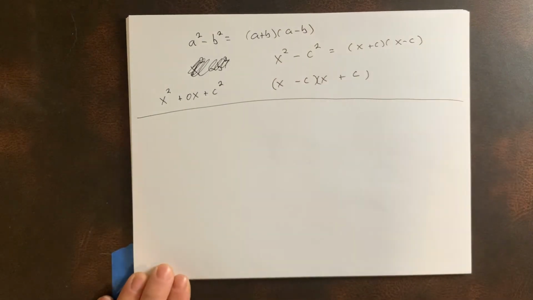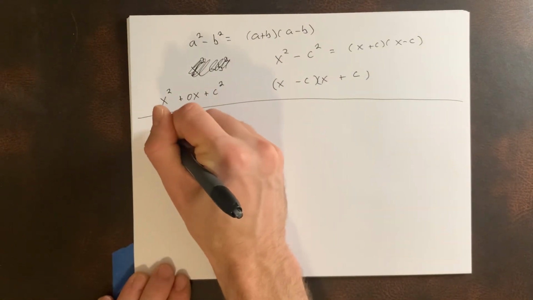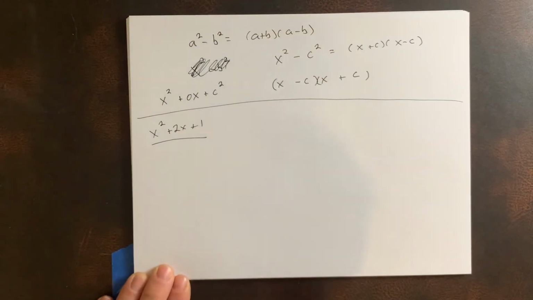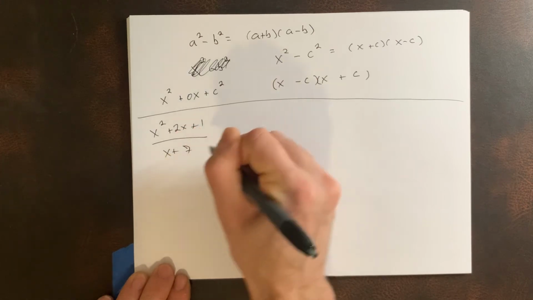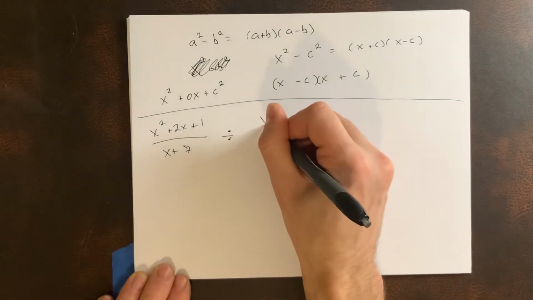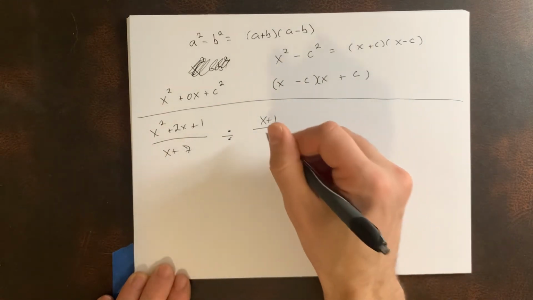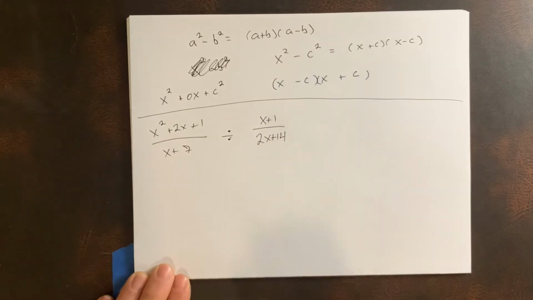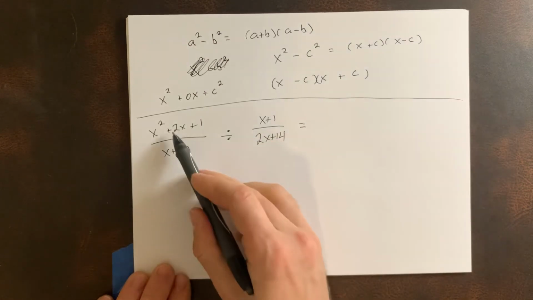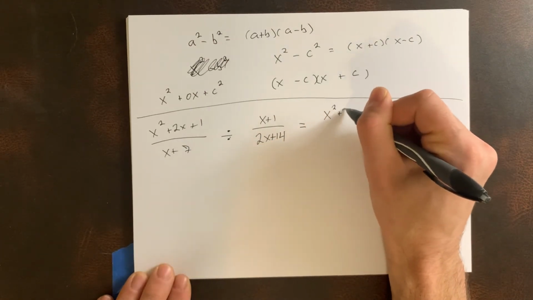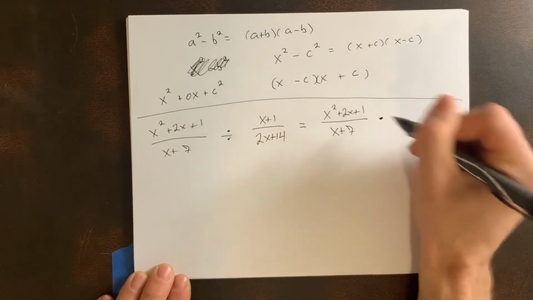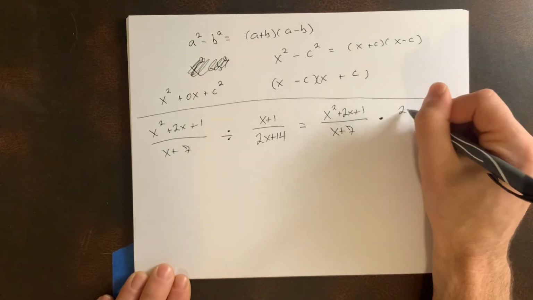Okay, anyway, so besides that, the last problem we want to do is x squared plus 2x plus 1 over x plus 7 divided by x plus 1 over 2x plus 14. Okay, so the first thing we're going to do is let's get rid of this division sign. So we remember that when we have division, we just rewrite our first fraction, put a multiplication sign, and then turn this other fraction upside down.